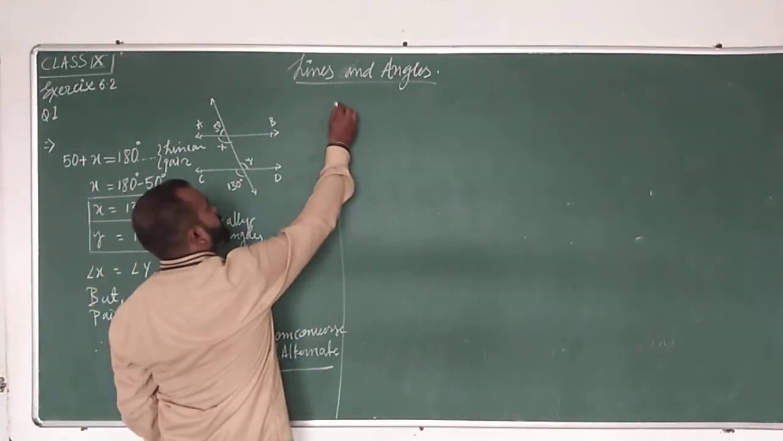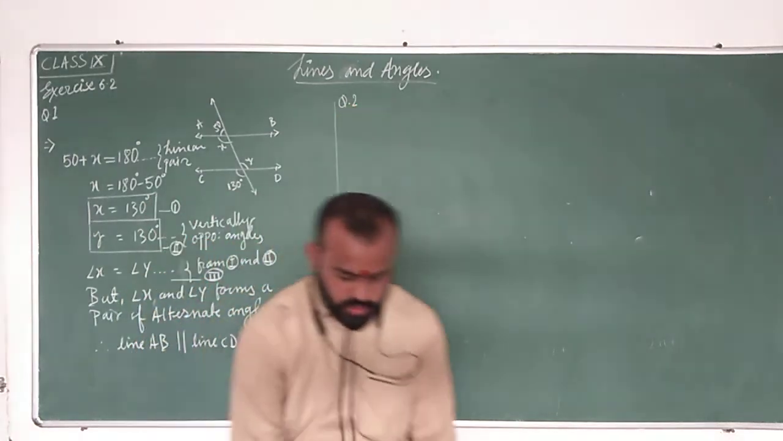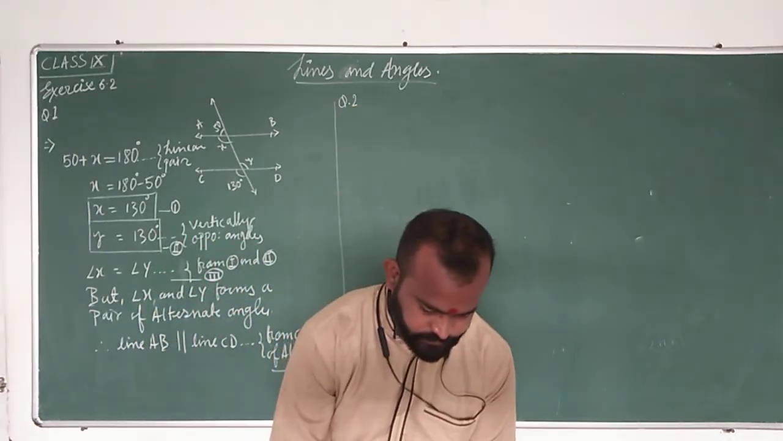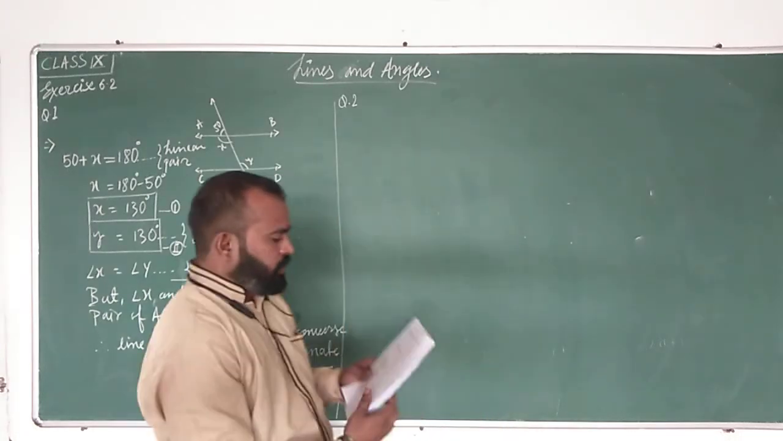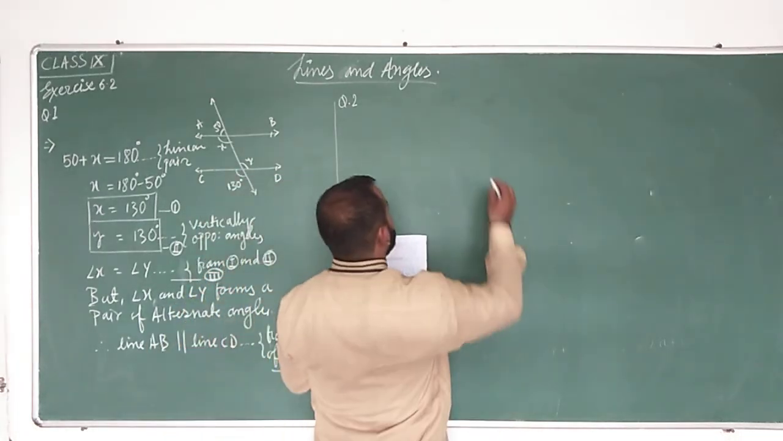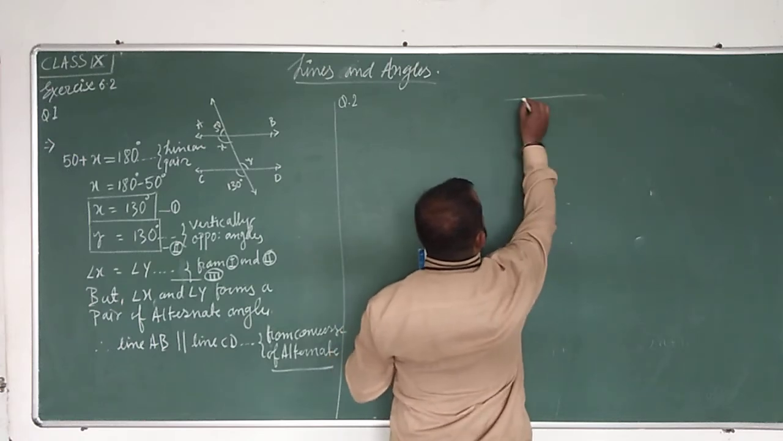Now the second, that is question number 2, you will see. Question number 2 is: in the given figure, 3 lines are given to us.